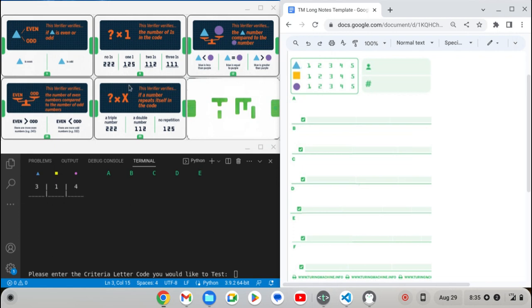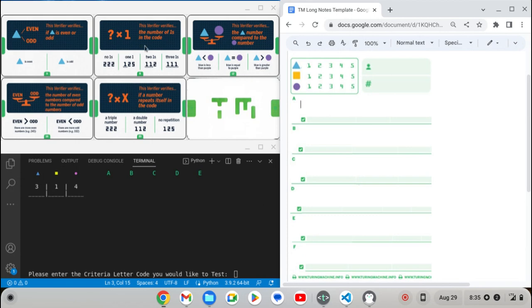So in the grid above, we've got our 5 criteria cards. On the top row, we've got criteria card A, criteria card B, and criteria card C. On the bottom row, we've got criteria card D and criteria card E. Criteria card A looks at our first digit, the triangle digit, and will let us know whether its value is an even digit or an odd digit.